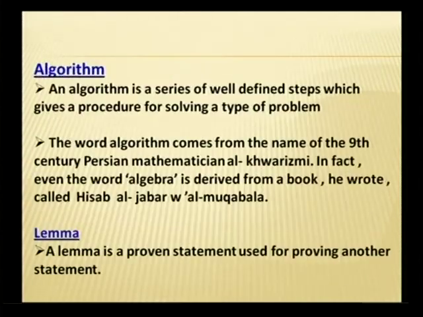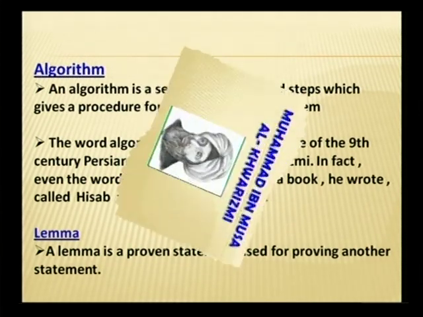And next, this is what an algorithm is. An algorithm is a series of well defined steps which gives a procedure for solving a type of problem. And the word algorithm comes from a Persian mathematician known as Al-Khwarizmi.